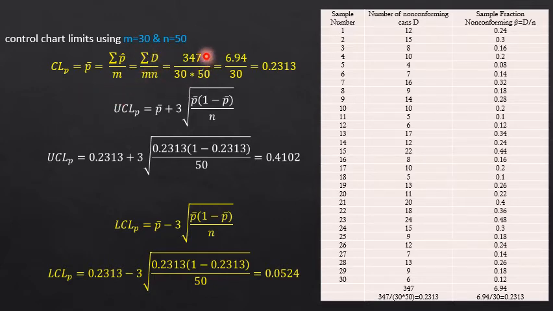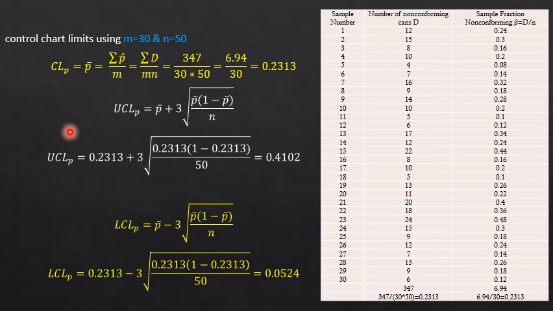We can see here that summation d is equal to 347, divided by m n, that is 30 multiplied by 50, or summation p cap divided by m, that is 6.94 divided by 30. We get the same answer, that is 0.2313.